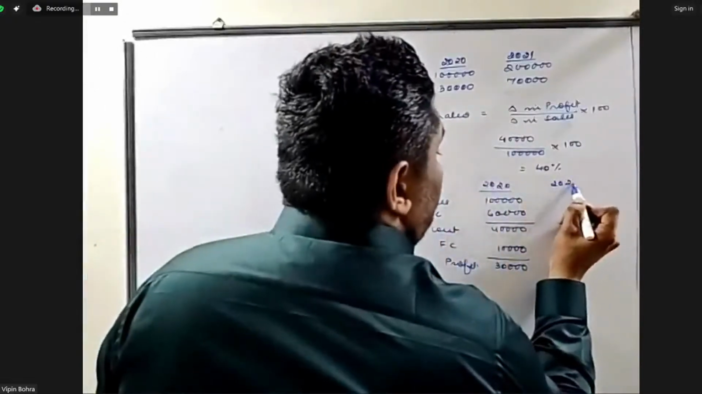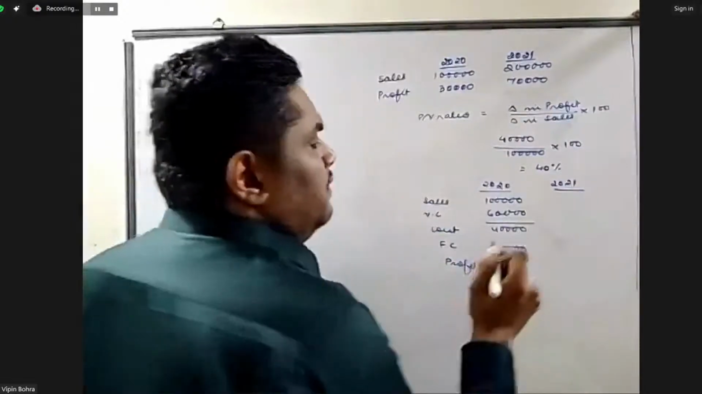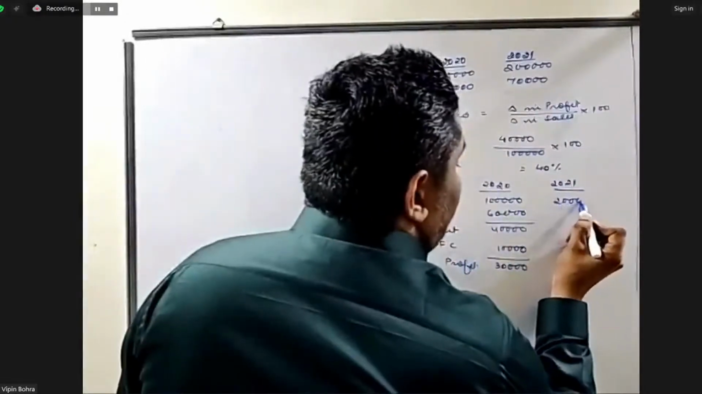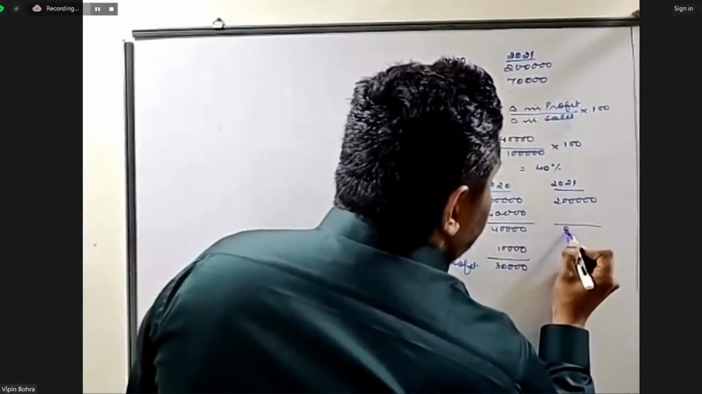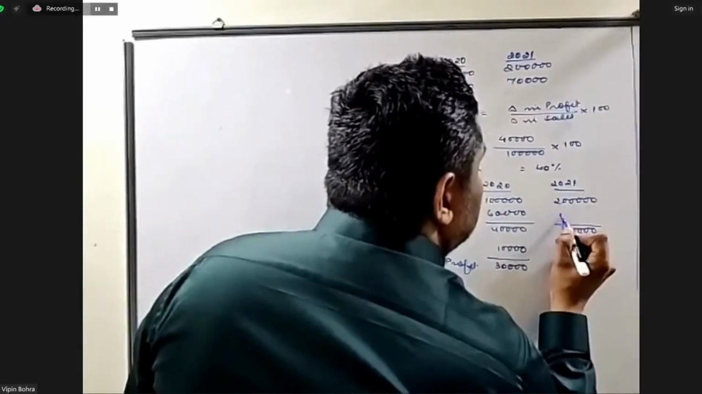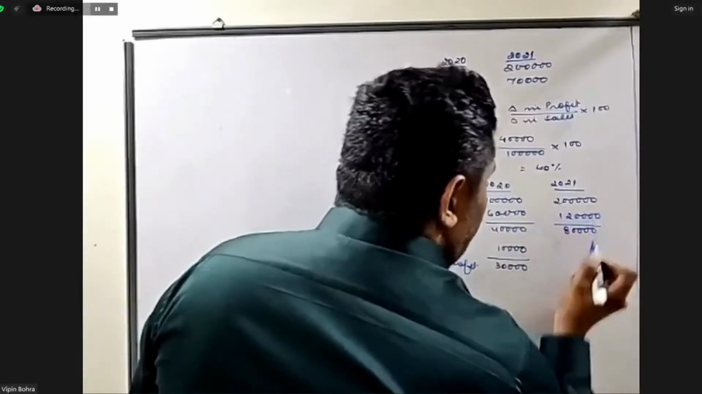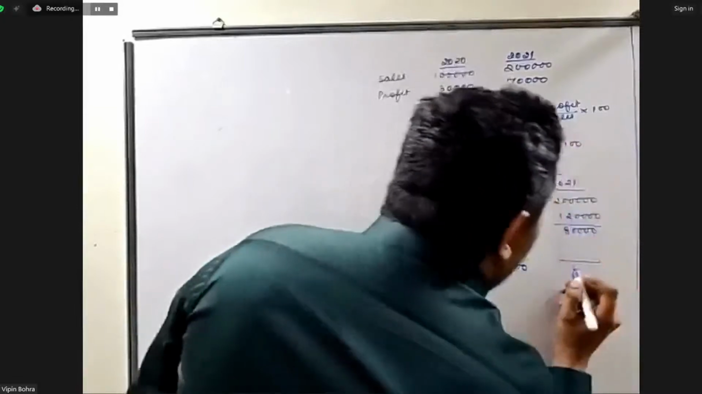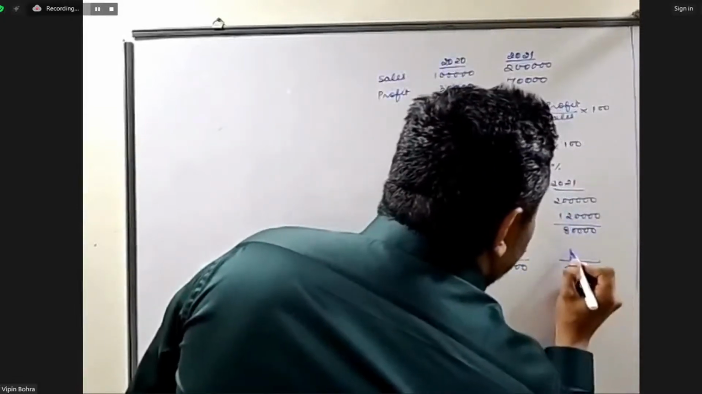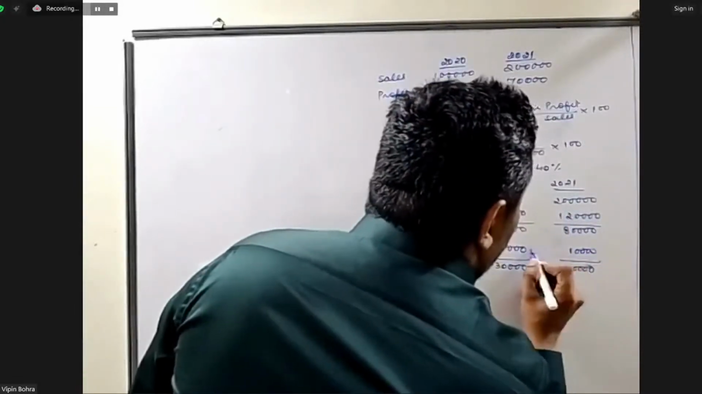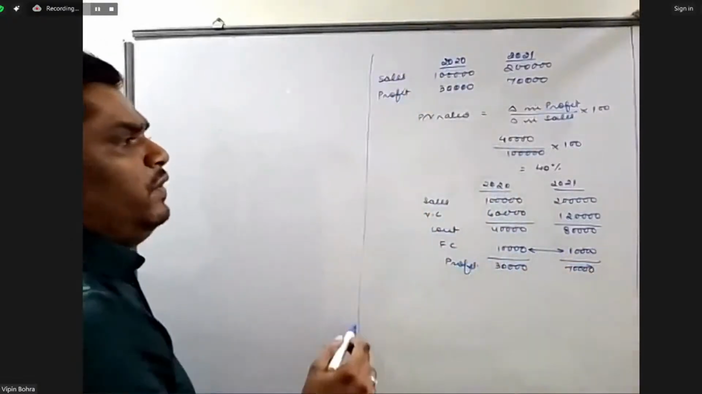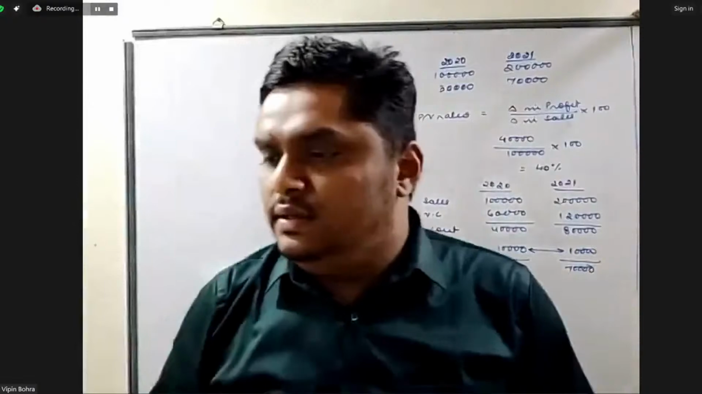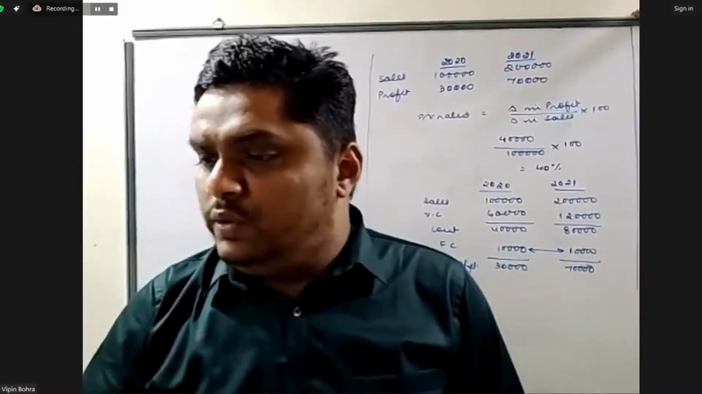Let's calculate it for 2021, wherein my sales is 2 lakh. So 40% is the contribution. So this will be 80,000. This will be 1,20,000. My profit is 70,000. Therefore, my fixed cost is 10,000. If you guys have any doubts or any queries, then you guys can please post your queries.